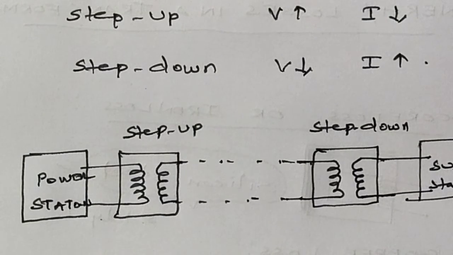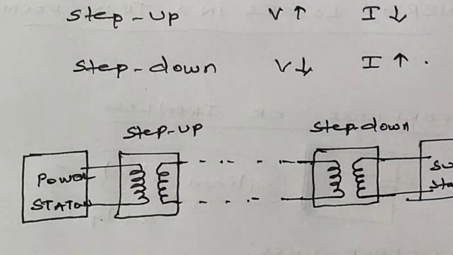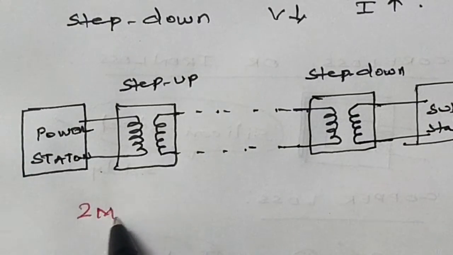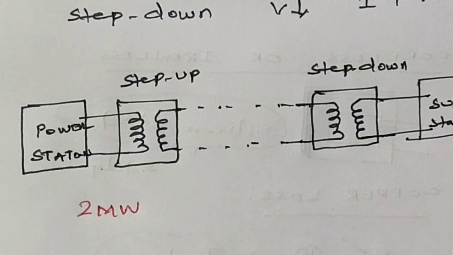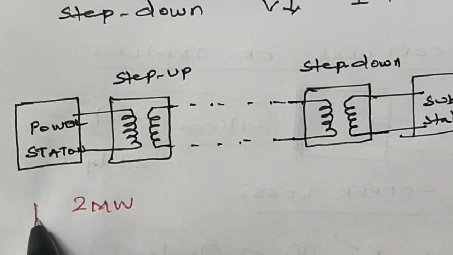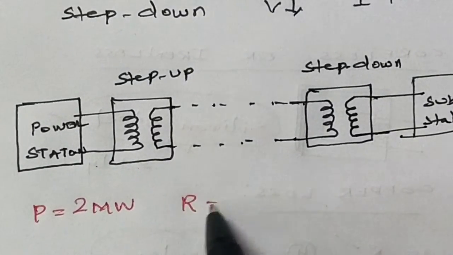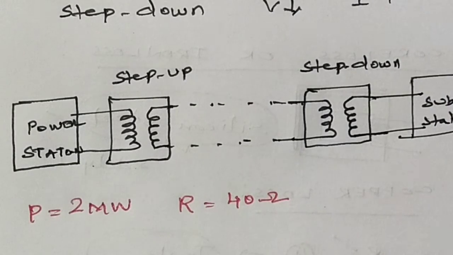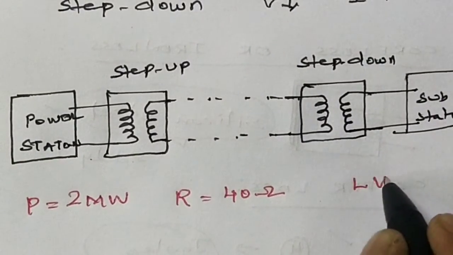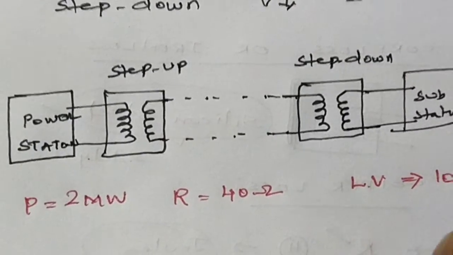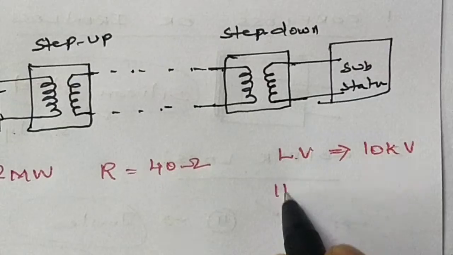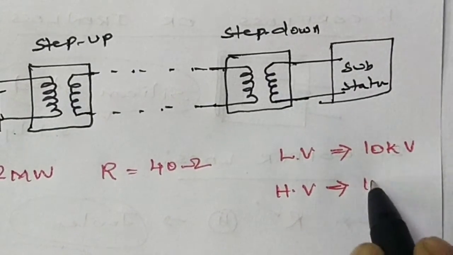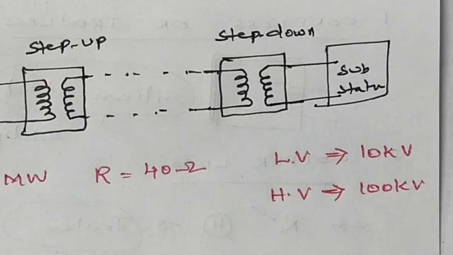One illustration: an electric power of 2 megawatt is transmitted to a place through transmission lines. The total resistance is 40 ohm. Now there are two different voltages: one is the lower voltage, which is 10 kilovolt, and the other is the higher voltage, which is 100 kilovolt. We are comparing the power losses for the two cases.